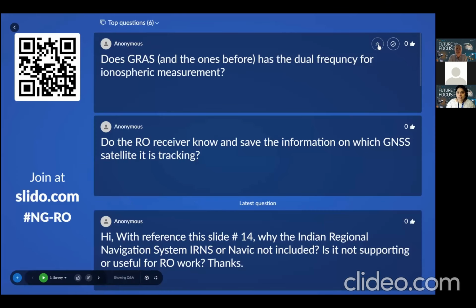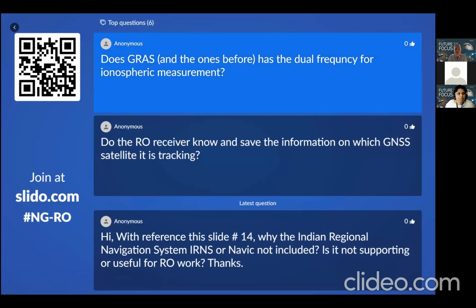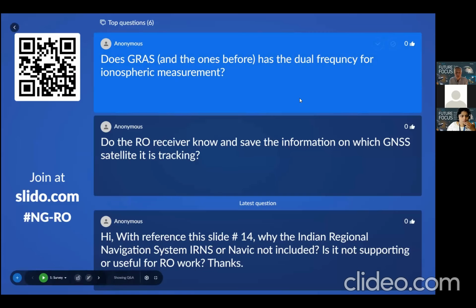So Christian, does GRAS and the ones before have dual frequency for ionospheric measurements? The answer is GRAS doesn't. When GRAS was designed, the idea was that nobody cares about the ionosphere. However, all other radio occultation missions do. We have recently extended the measurement range for METOP-A, so we are measuring up to 300 kilometers, and we will do so for METOP-B and C within this year, I hope, or maybe in January. So we will do some ionospheric processing for GRAS as well.